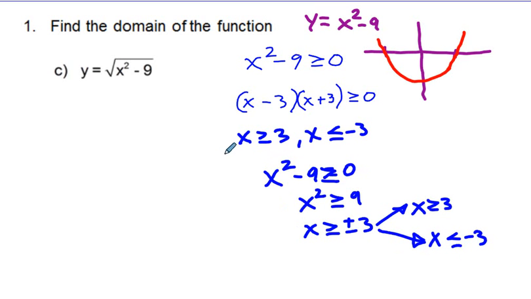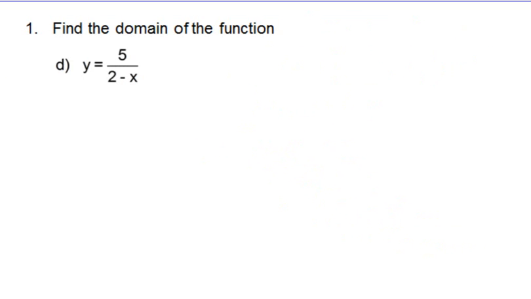So anyway, that's how we consider this particular problem. Let's go on to D. Find the domain of the function. Basically, we have y equals 5 over 2 minus x, so we are looking at a rational function with our variable in the denominator. So we look for exclusions to our domain.